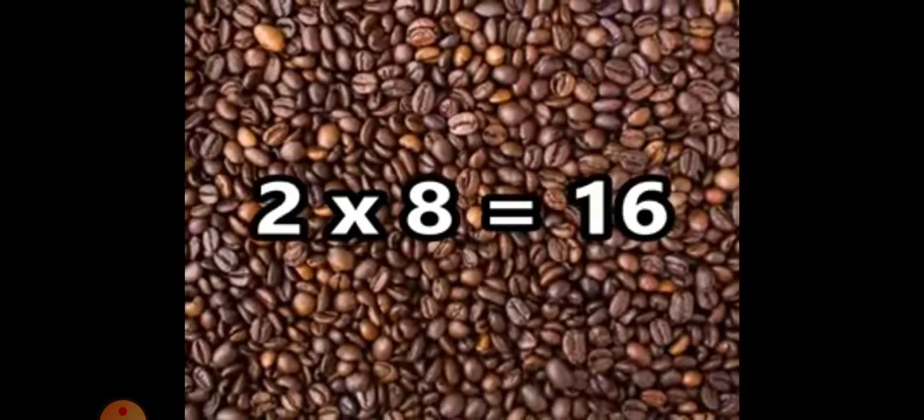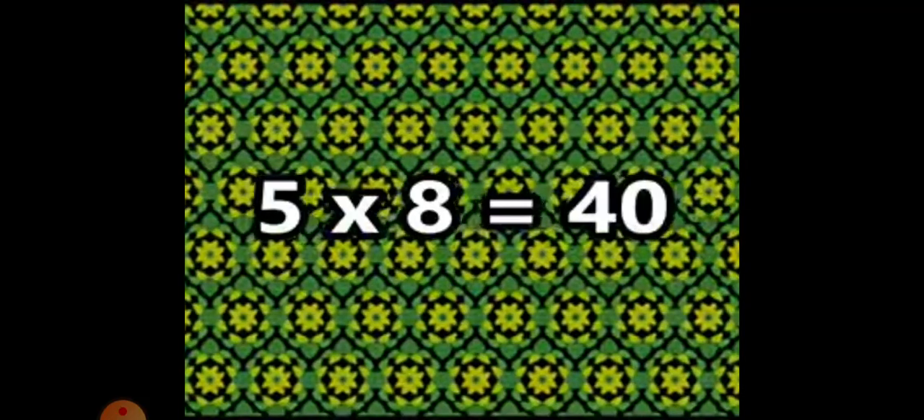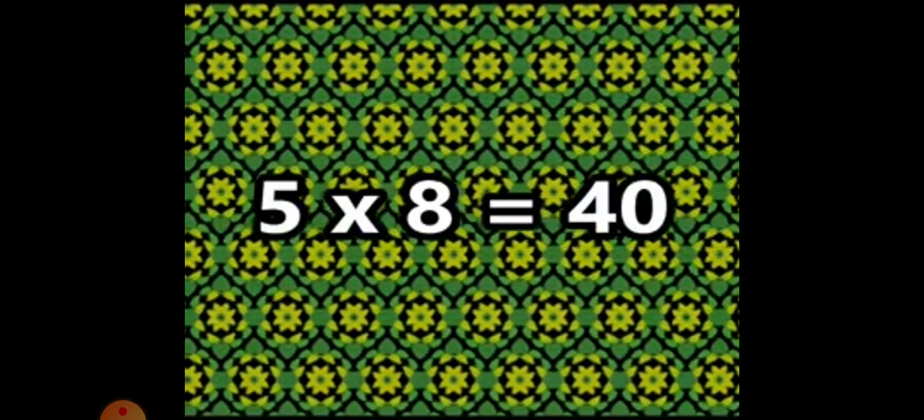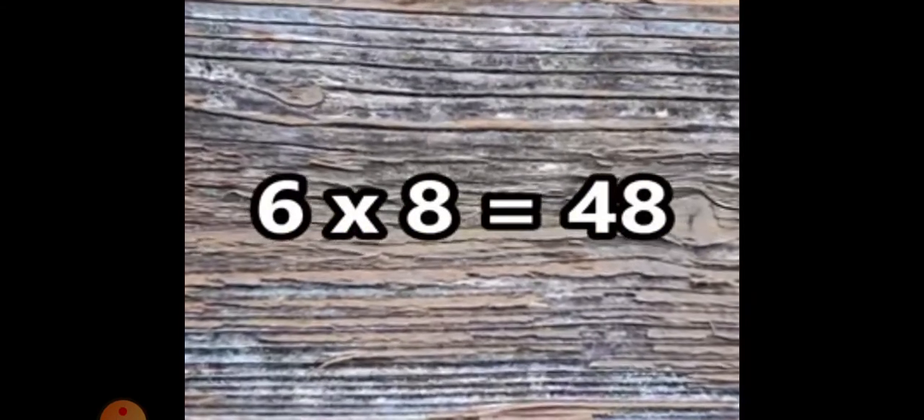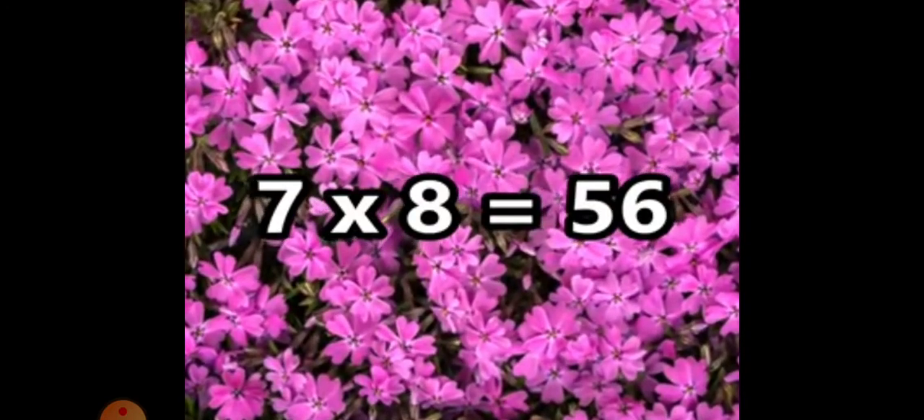2 times 8 is 16. 3 times 8 is 24. 4 times 8 is 32. 5 times 8 is 40. 6 times 8 is 48. 7 times 8 is 56.